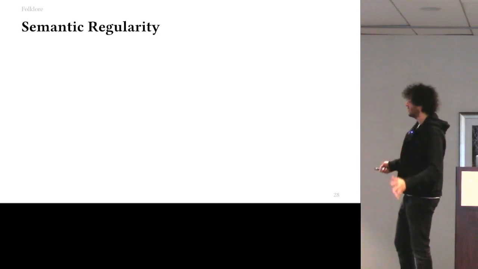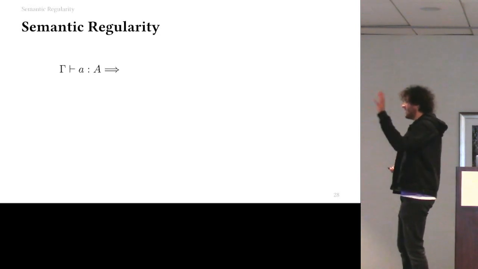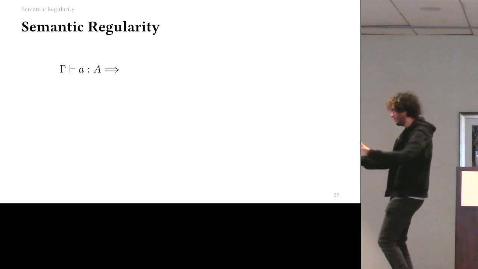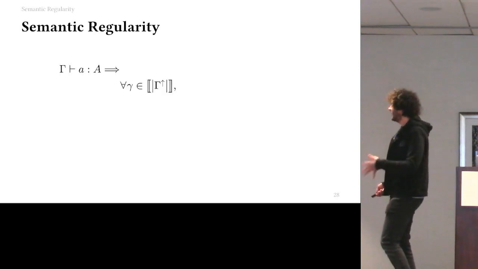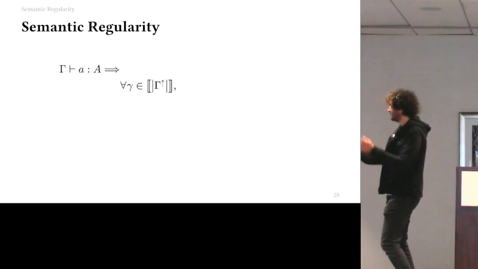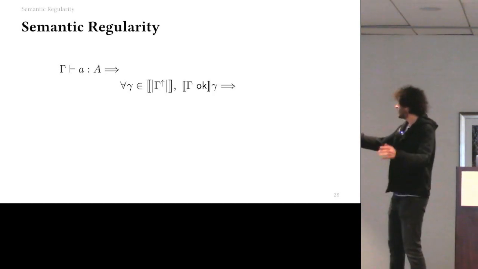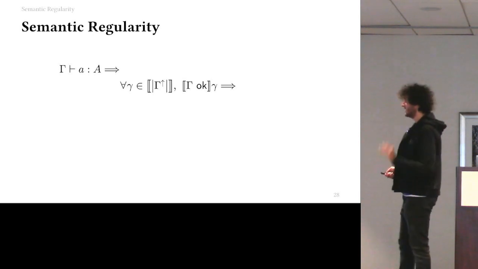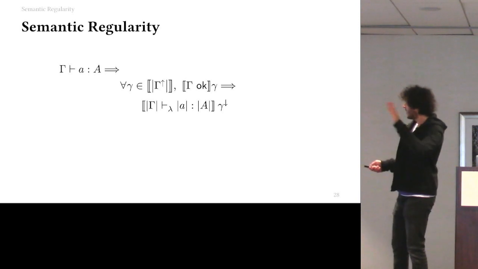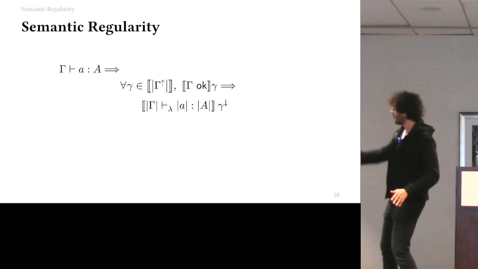But now we can state the final and most important theorem in our paper, which is semantic regularity. So, bear with me on this one. What we're saying is that if A is a well-typed term of type A in context gamma, this is all refined contexts, then for all gamma in the upgraded erasure, so the denotation of the upgraded erasure, right? If gamma is a valid context, with respect to gamma, then the erased value for the downgrade of gamma.